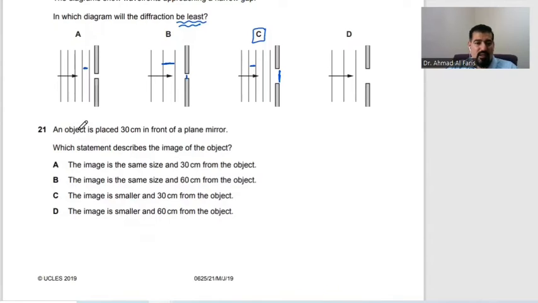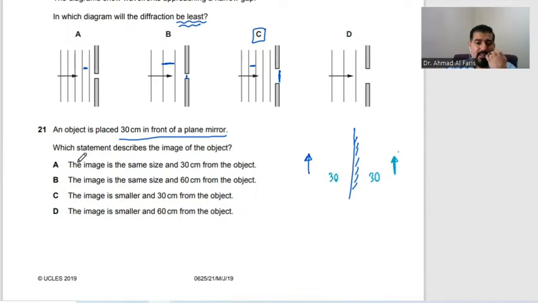Number 21. An object is placed 30 centimeters in front of a plane mirror. This is a plane mirror, and there's an object here, and the distance between the object and the mirror is 30 centimeters. Which statement describes the image of the object? Now, we know that there will be an image formed here, which is also 30 centimeters from the mirror. So the distance from here to here is 30, and from here to here is 30.